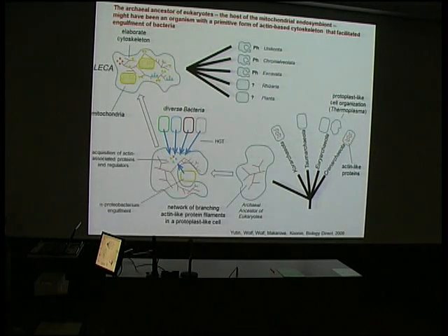So basically what we suggest is that the archaeal ancestor of eukaryotes, which according to the symbiotic scenarios is the host of the mitochondrial symbiont, might have been an organism with a primitive form of actin-based cytoskeleton that facilitated engulfment of bacteria and supported the domestication of the future mitochondria.